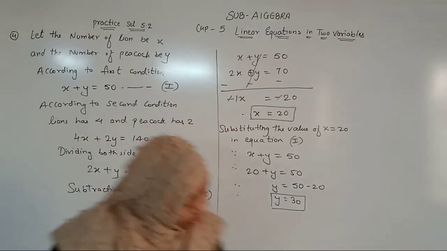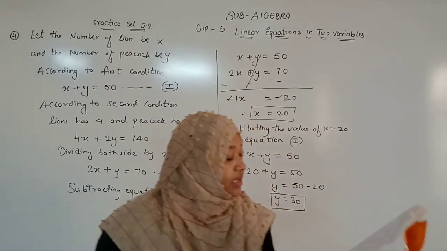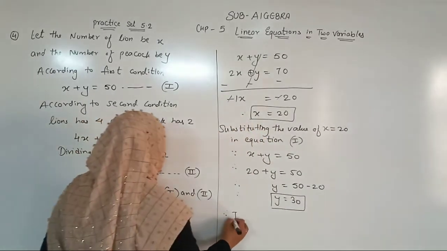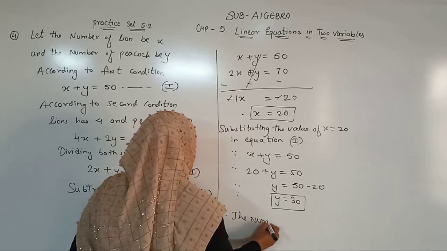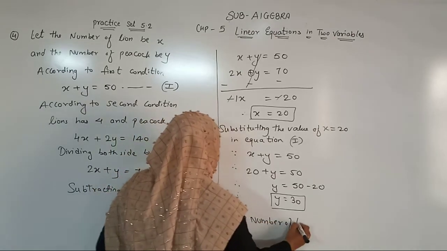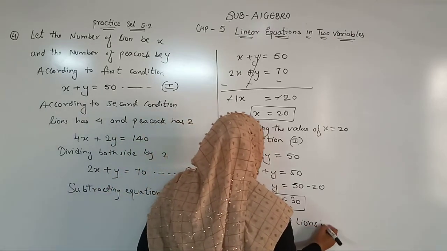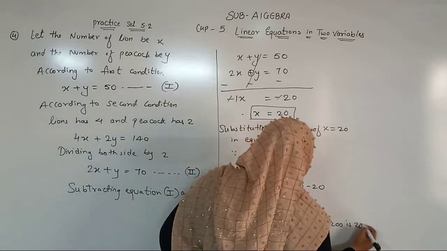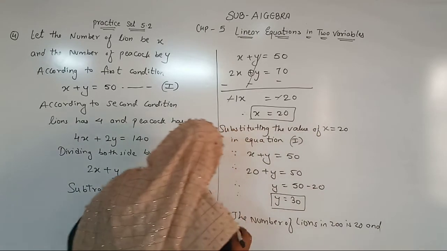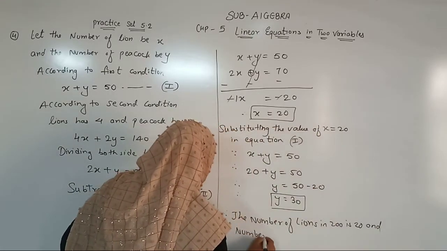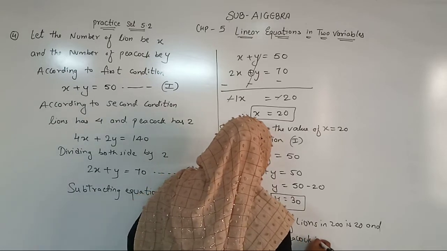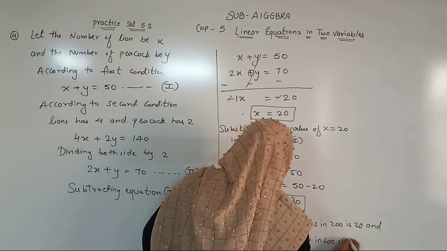Now what do we have to find? We have to find the number of lions and peacocks in the zoo. So therefore, write the statement. The number of lions in a zoo is how many? 20, right? And the number of peacocks in a zoo is 30.